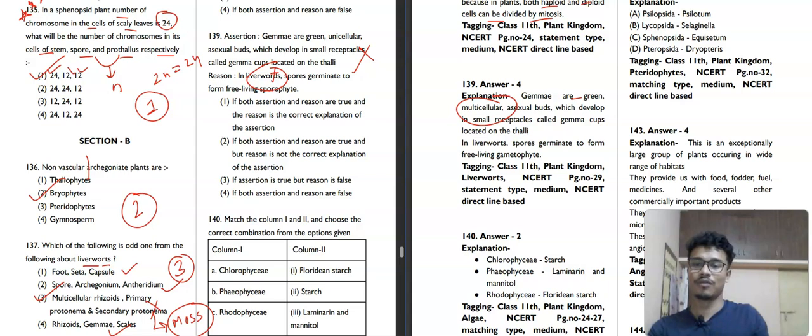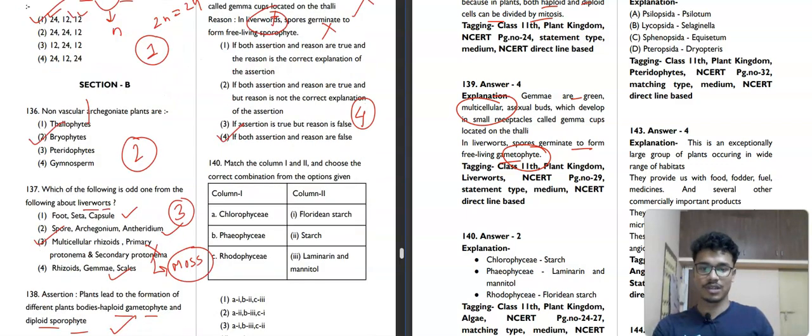Spores germinate to form free living sporophyte. I don't think so. This is not correct, because in liverworts, spores germinate to form free living gametophyte. So both assertion and reason are wrong. It is very easy, I think. If both are wrong, then you can just mark the fourth one. Fourth option is our correct answer.